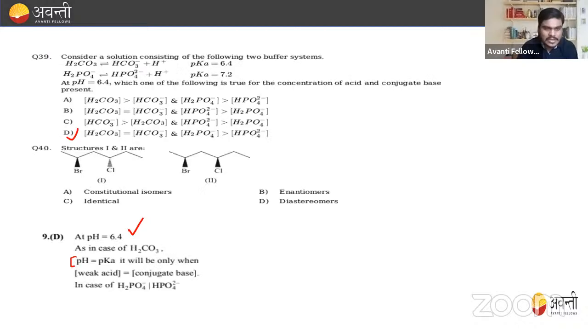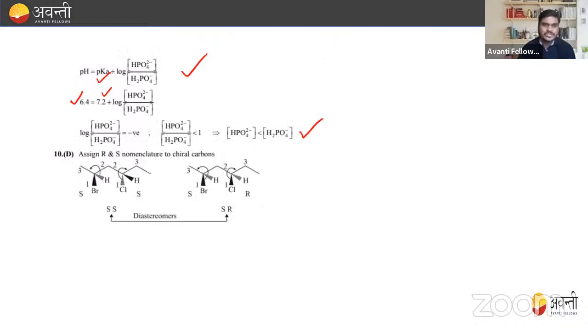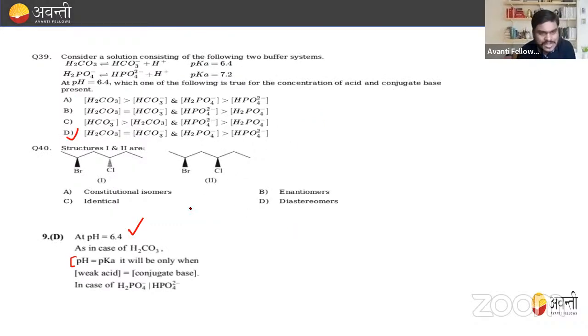Right? Okay. So this is absolutely correct for this question. Now, let's move to the next question. That is question number 40, right? Two structures are given. That is structure one and structure two.